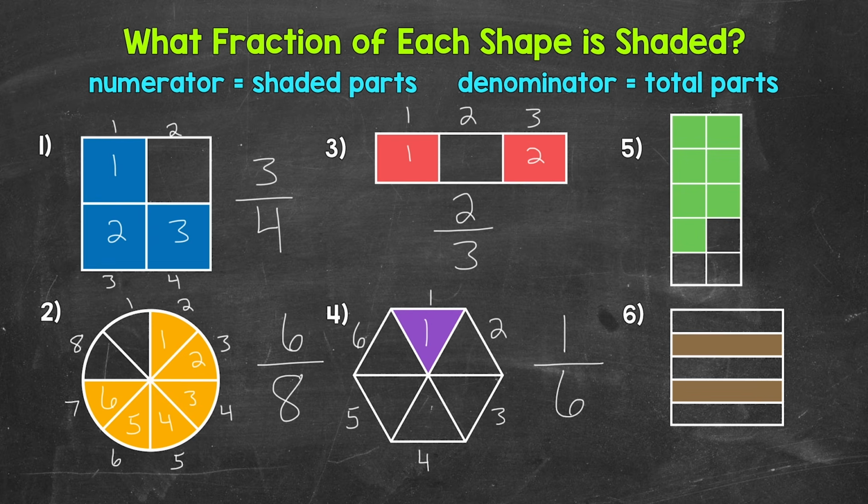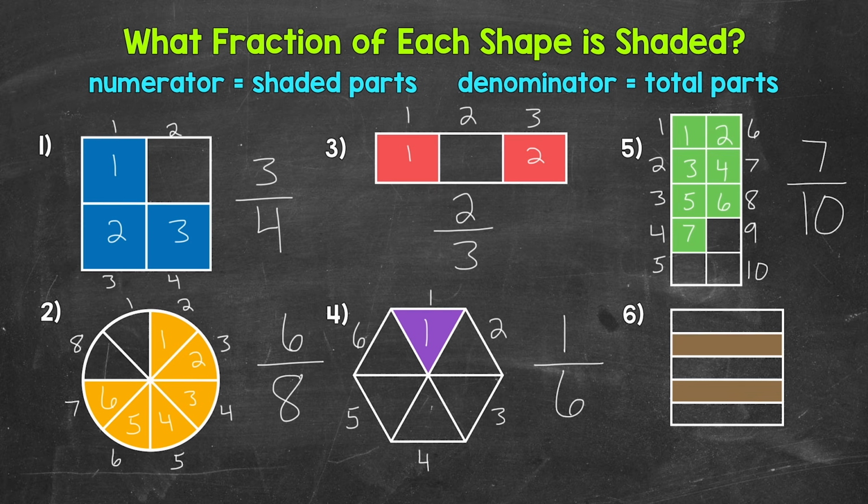Next, for number 5, let's see how many total equal parts the whole has been divided into. 1, 2, 3, 4, 5, 6, 7, 8, 9, 10. So 10 is our denominator. And as far as the numerator, we have 1, 2, 3, 4, 5, 6, 7 equal parts shaded in. So our numerator is 7. 7 out of 10 parts are shaded. So our fraction is 7 over 10, which we say 7/10.